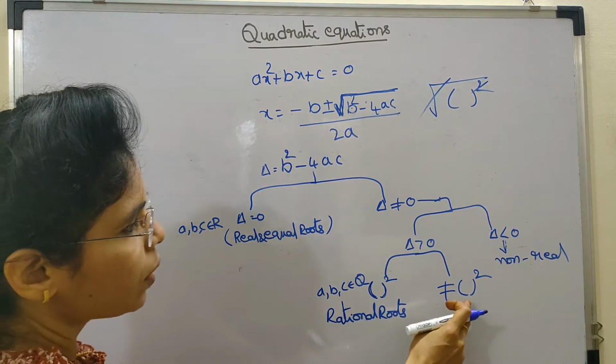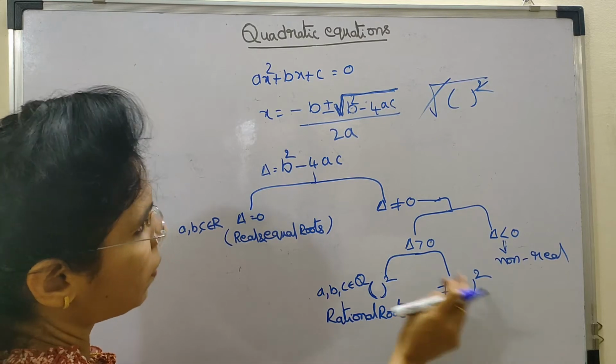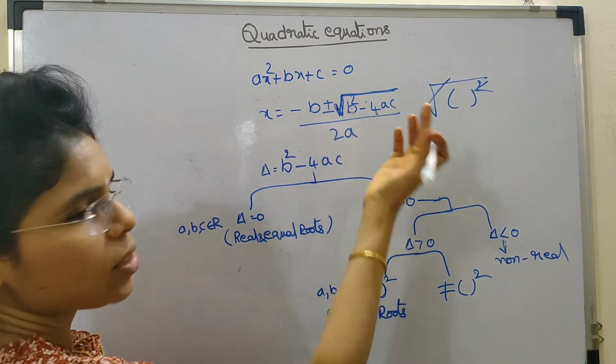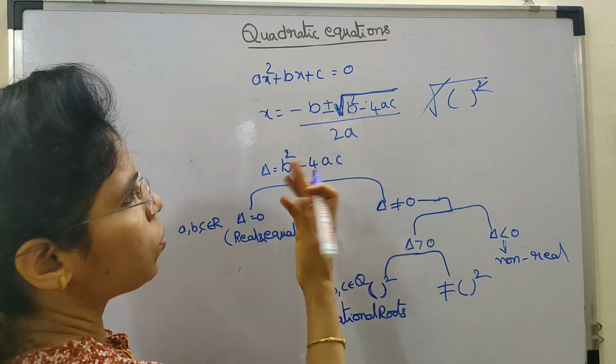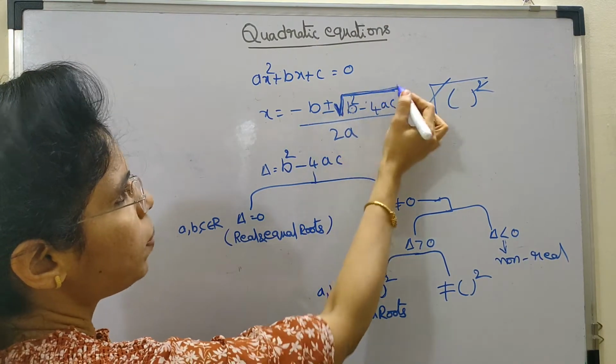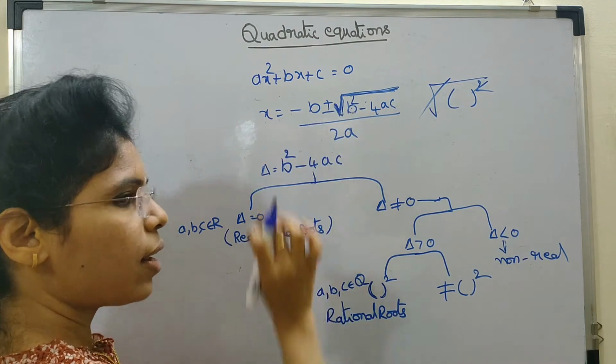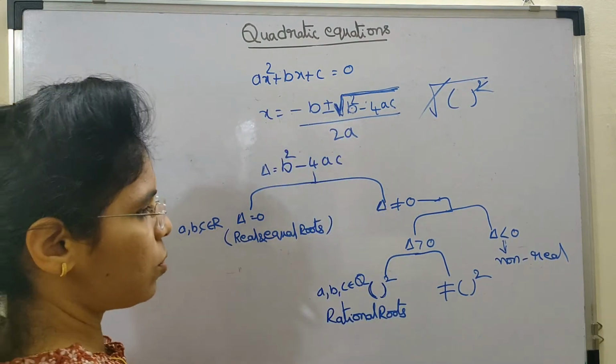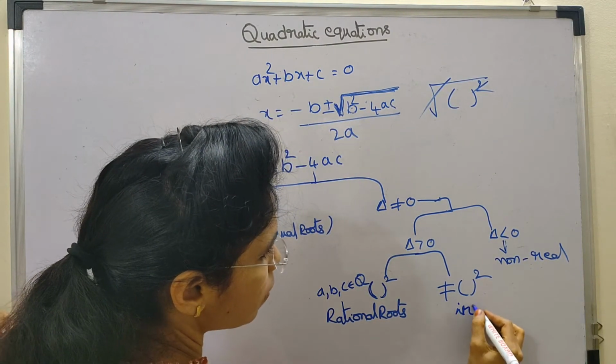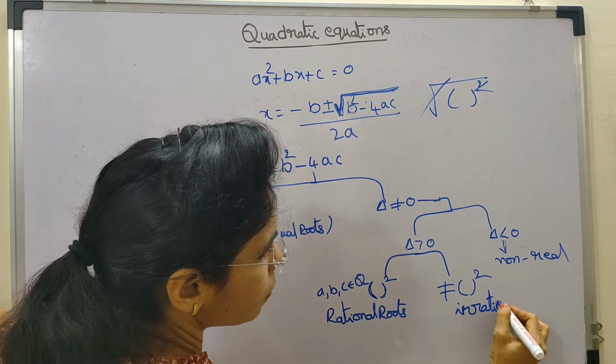And if the discriminant, b square minus 4ac, is not a perfect square, then the radical sign is already there in the numerator. So these are irrational roots. These are called irrational roots.